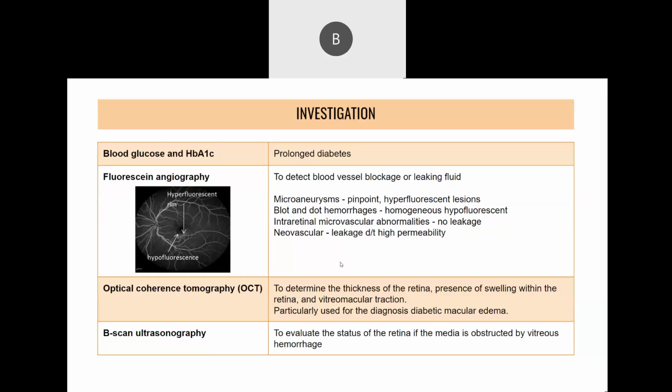And then optical coherence tomography, which is OCT, is administered to determine the thickness of the retina and also any presence of swelling within the retina, as well as vitreomacular traction. This test is particularly used for the diagnosis and also management of diabetic macular edema or any other macular edema that is not caused by diabetes. The last one is the B-scan ultrasound. The ophthalmic B-scan ultrasound is most useful in diabetic patients with vitreous hemorrhage or other media opacities, where the retina cannot be visualized directly during the ophthalmic examination.